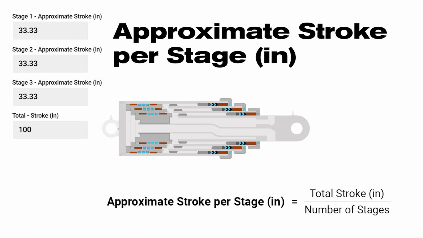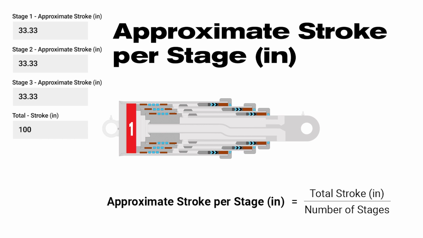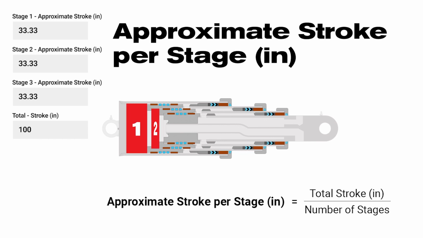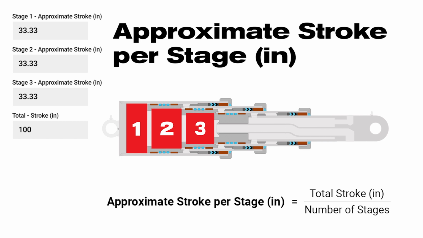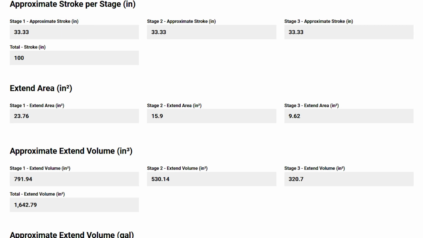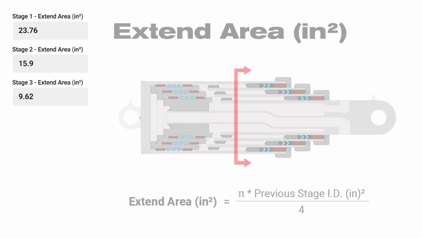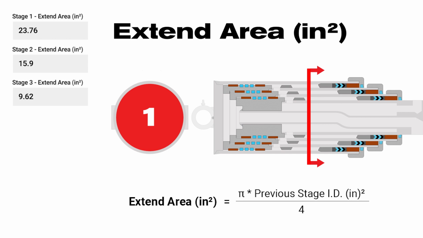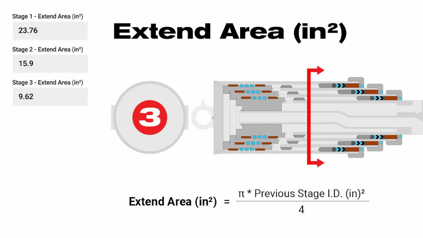Approximate stroke per stage, measured in inches. These values are generated by dividing the total stroke by the number of stages. The values are approximate. Actual cylinder design may affect the dimensions. Extend area, measured in square inches. This area is based on the previous stage inside diameter.